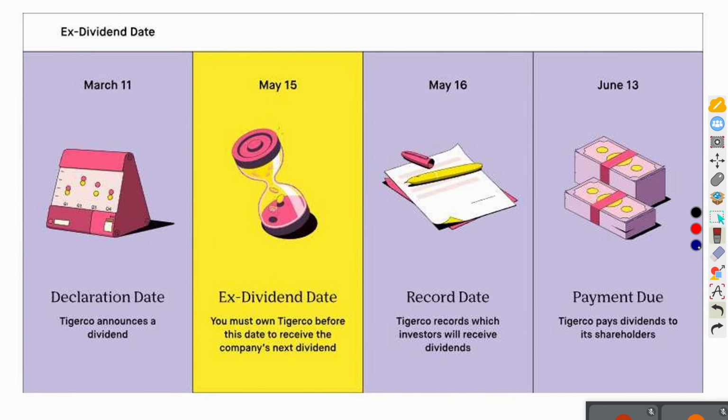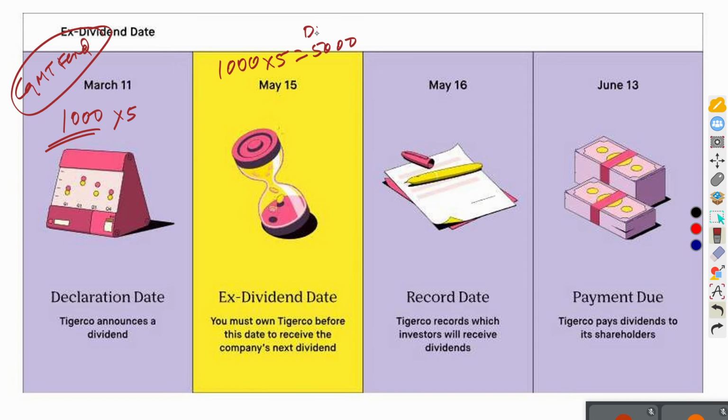Take the SBL example. So GMT fund purchased the quantity of 1000, and then the company announced a dividend of, let's say, 5. So on ex-date also you are seeing the same positions. So the dividend amount would be 5 per share.